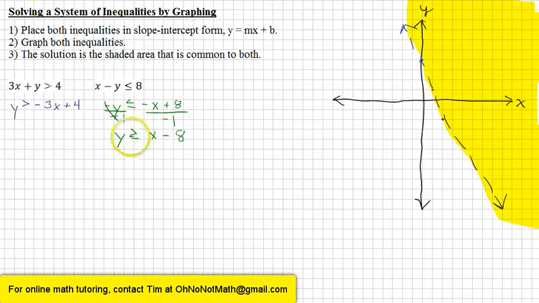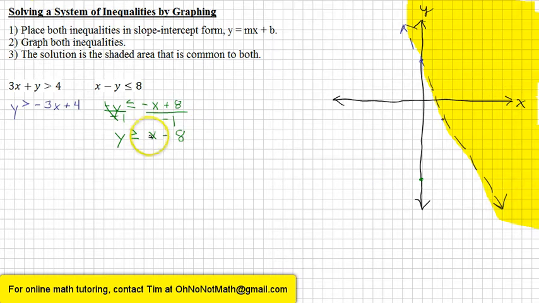So now let's graph the other inequality. It's y is greater than or equal to x minus 8. So the y-intercept is negative 8. So we start at the origin and count down 8. 1, 2, 3, 4, 5, 6, 7, 8. We know that the line is going to intersect right there.